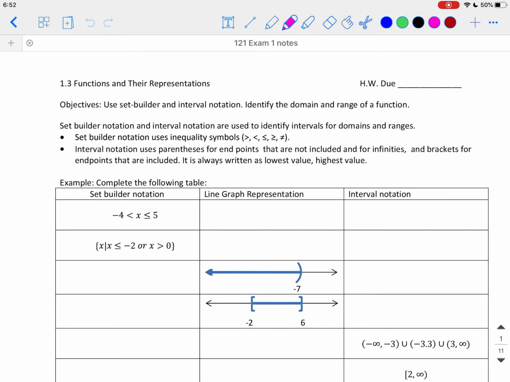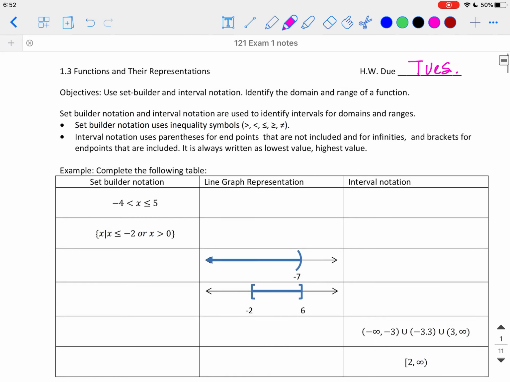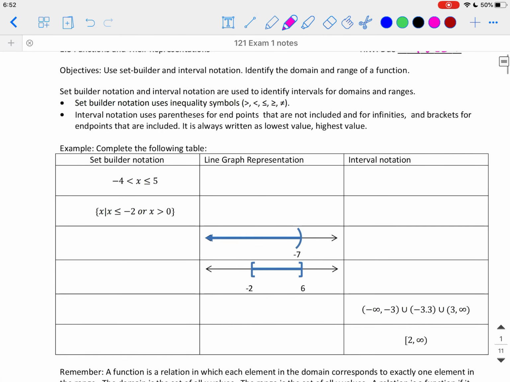Okay, so we're going to start off reviewing stuff that we learned in Math 120. So functions and their representations. Homework is going to be on Tuesdays as usual. And objectives, we're going to use set builder notation and interval notation and identify domain and range.